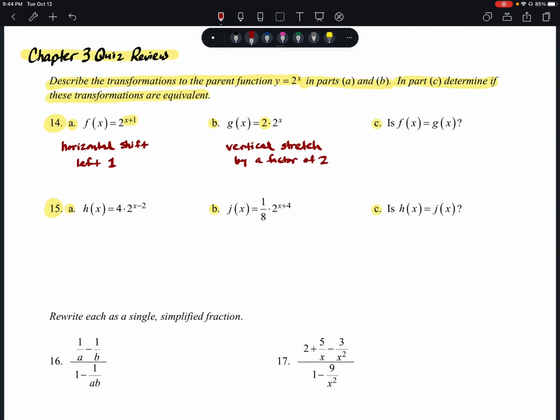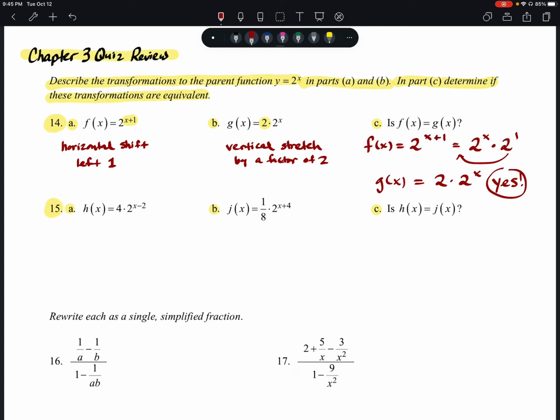And then letter C asks, is f of x equal to g of x? Well, if we take our f of x, and we say that's equal to 2 raised to the power of x plus 1, remember, this can be rewritten as 2 to the power of x times 2 to the first power, because when we add 1, it's like multiplying times the same base raised to the first power. So if we rearranged it, if we move that out in front, we would have our g of x, which is equal to 2 times 2 to the power of x. So yes, these two are equal.